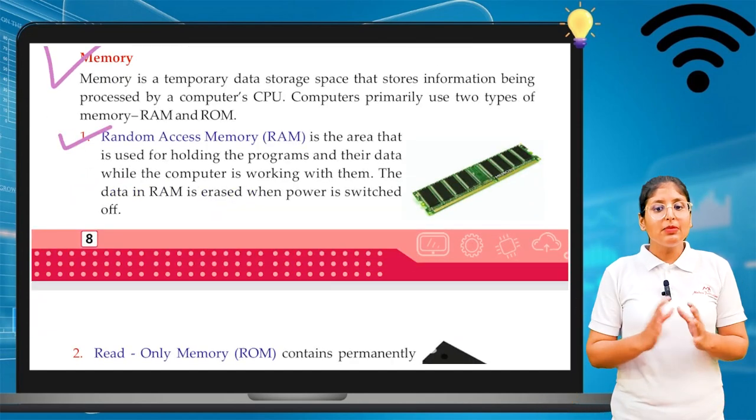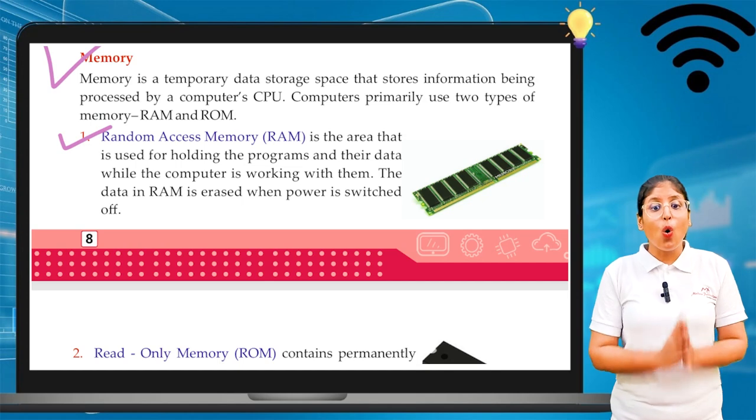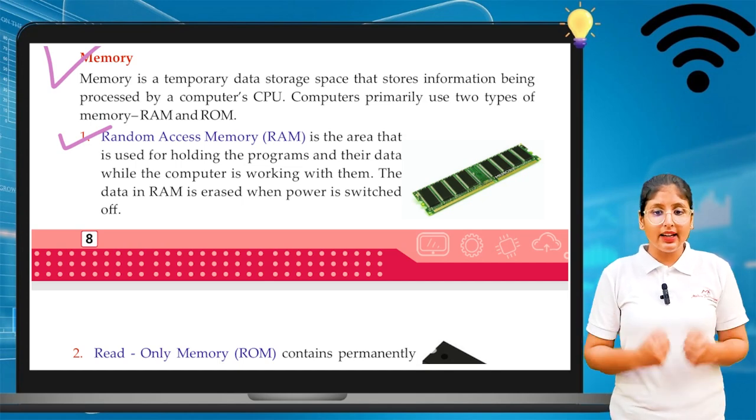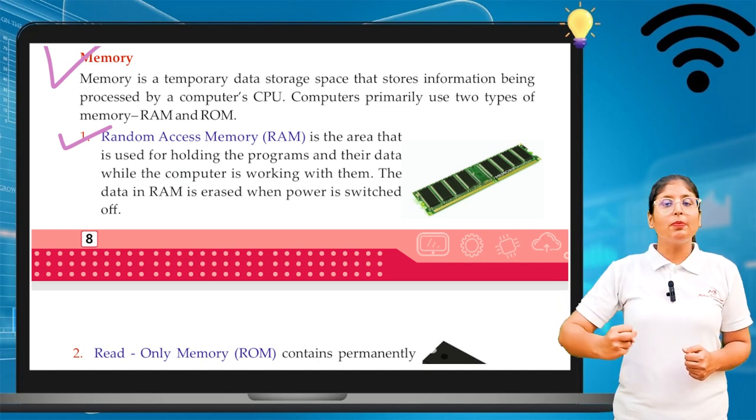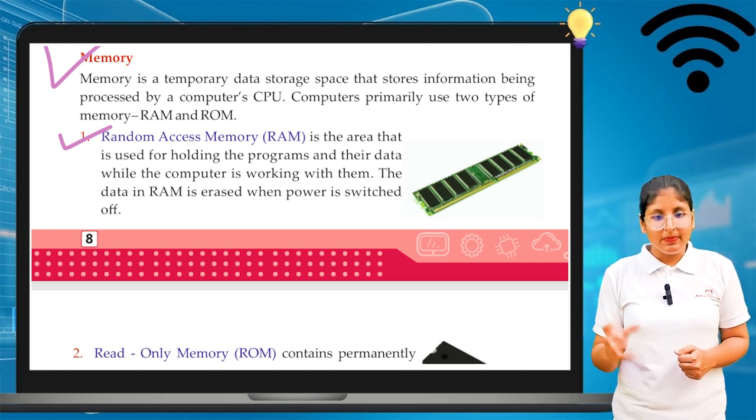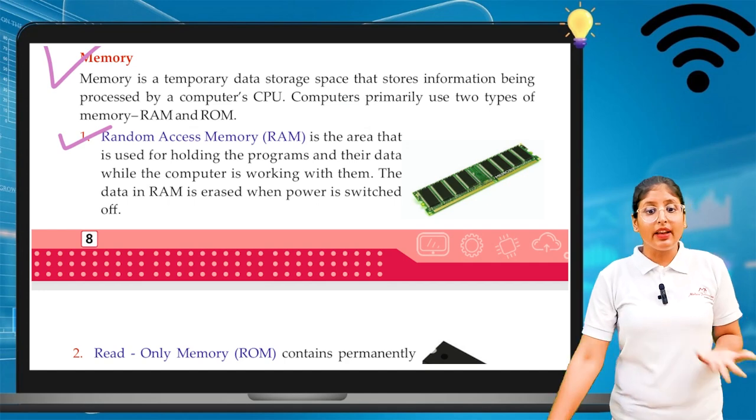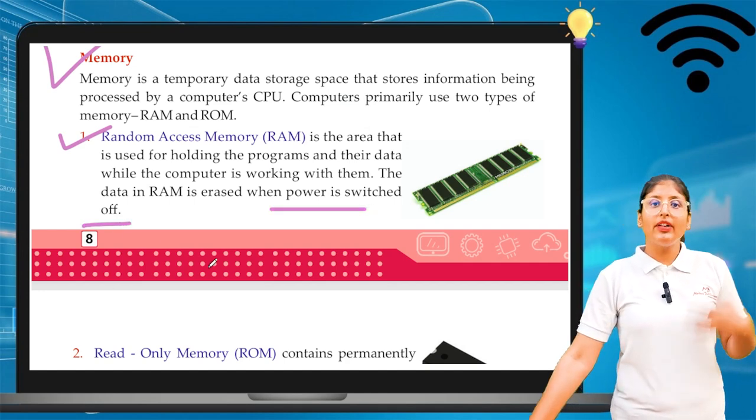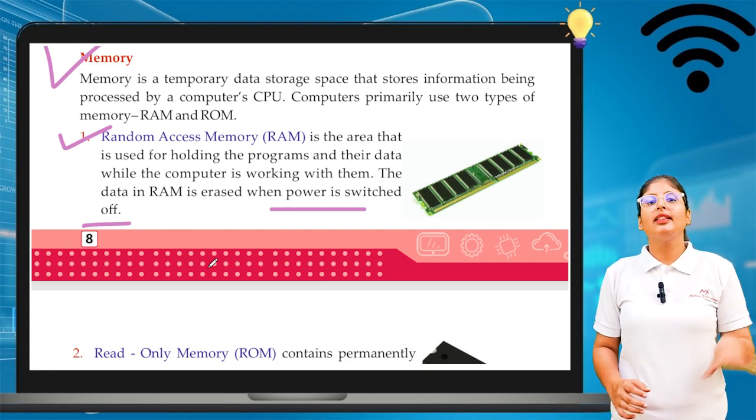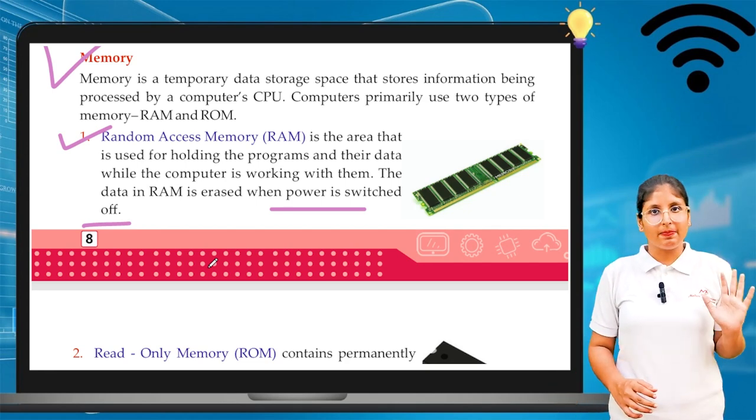RAM is the area that is used for holding programs and their data while the program is working with them. The data in RAM is erased when power is switched off. When the power is gone, all the data in RAM is erased.